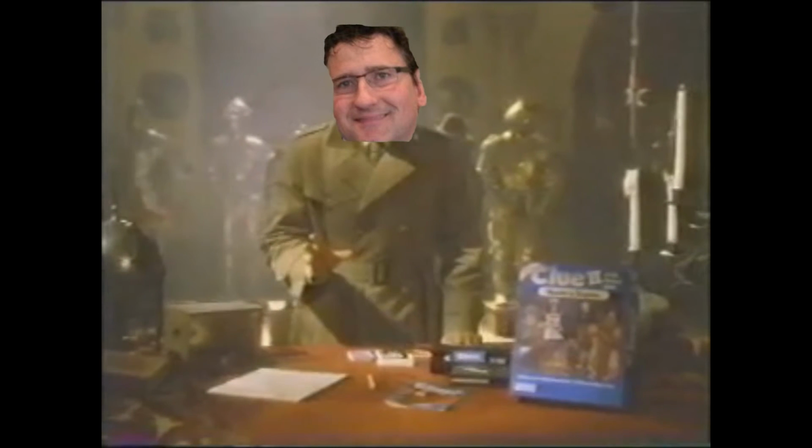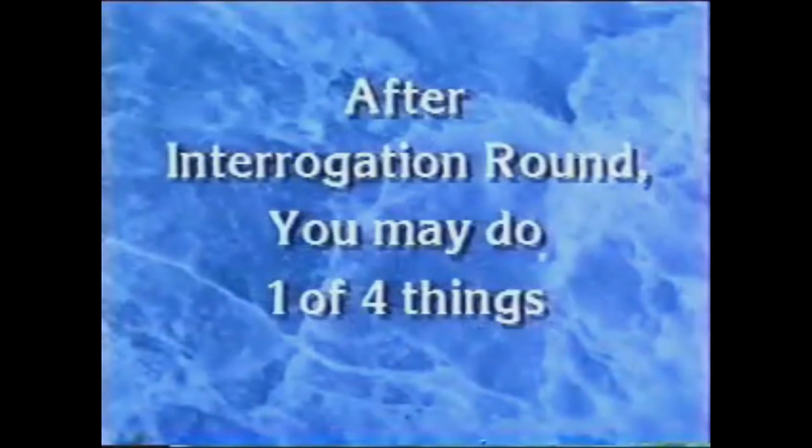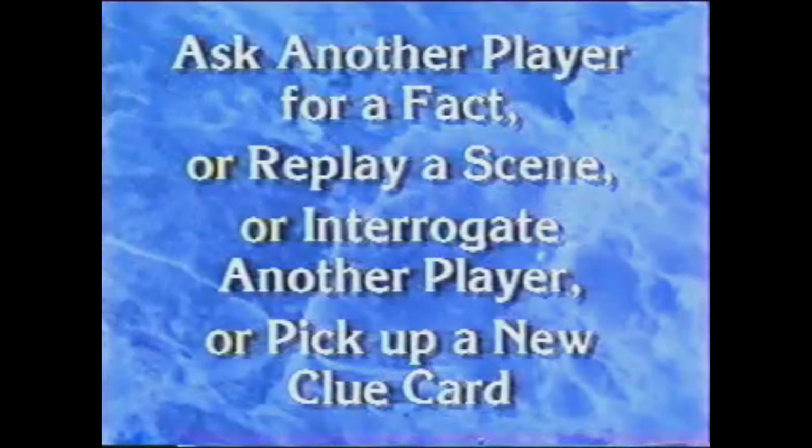Watch the first scene. At the end of each scene, you'll play a round of interrogations followed by a round of turns. On your turn, you may do one of 4 things. You may ask another player for a fact about a murderer, victim, weapon, or room. You may replay a scene. You may interrogate another player, or you may pick up a new clue card, as long as there are any left.